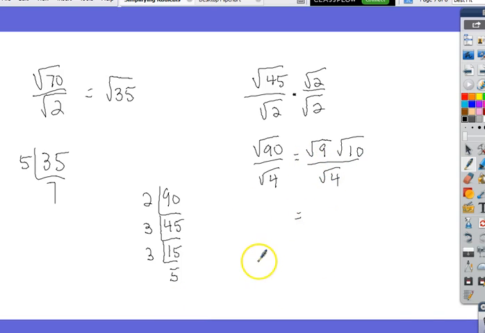And if I take the square root of all my perfect squares, the square root of 9 is 3, and the square root of 4 is 2. So that's your final simplification of root 45 over root 2.